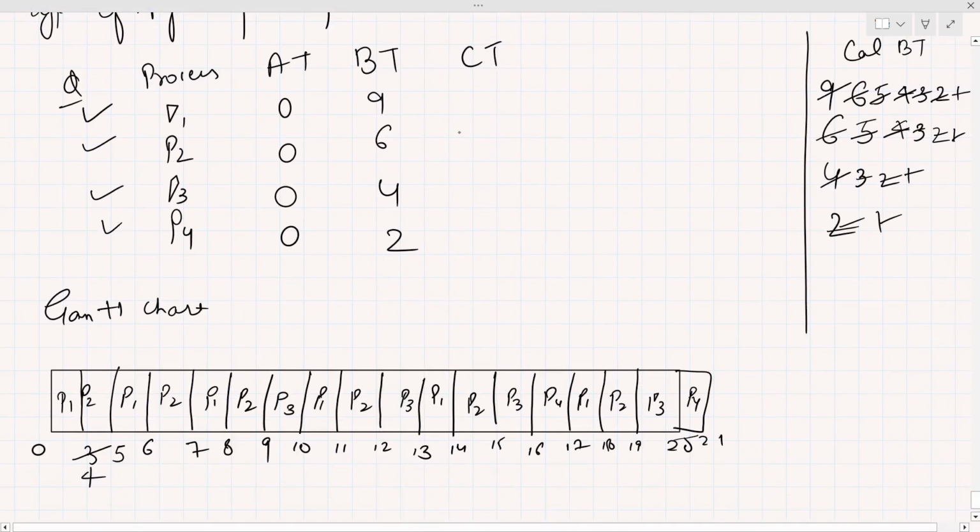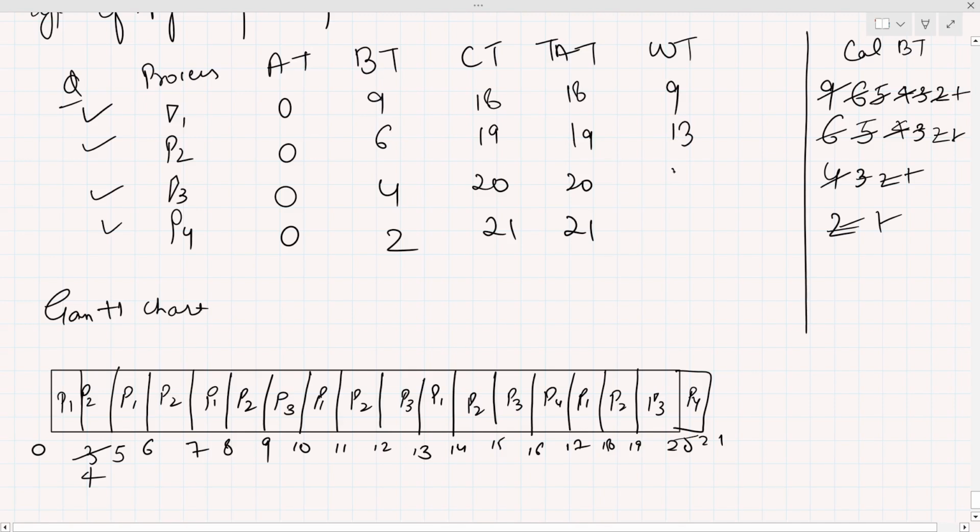First of all, the completion time for P1 we have to see from our right side. For P1, the completion time is 18. For P2 the completion time is 19, 20 for P3, and P4 is 21. Turnaround time is completion time minus arrival time, so 18, 19, 20 and 21. Waiting time is turnaround time minus burst time, so 9, 13, then 20 minus 4 is 16, 21 minus 2 is 19.